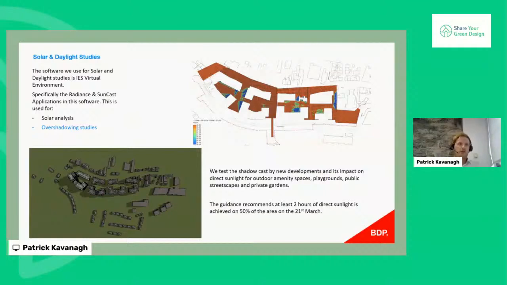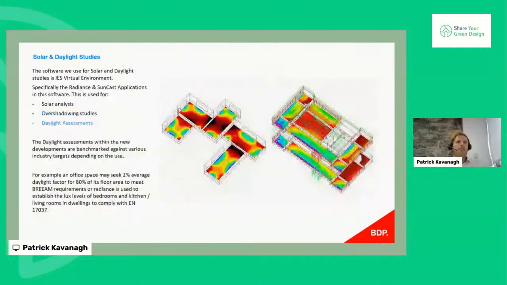Obviously during the summer months, the sun is higher in the sky, and so the shadow would be lesser, and in the winter months there'd be a greater shadow cast. Again, with shadow casting and overshadowing, generally it's looked at that if there's more than a 20% difference, then that can be noticeable to somebody.